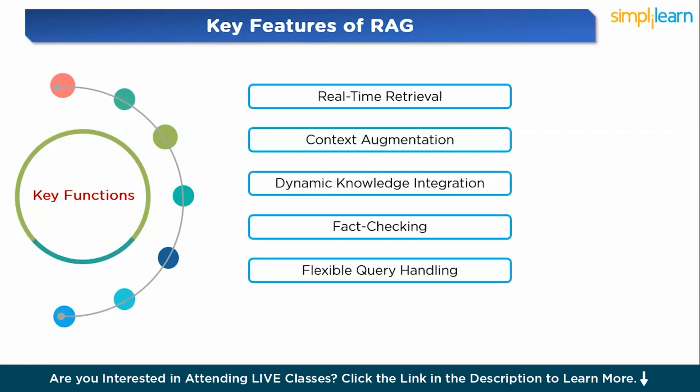And finally, you have flexible query handling. So guys, RAG can handle complex multi-step questions by retrieving and combining information from various sources. This makes it suitable for tasks like multi-hop reasoning, where multiple pieces of information are needed to answer a query. So guys, these features make RAG a powerful method for integrating external knowledge into language models, improving the models' accuracy, relevance, and ability to handle diverse and dynamic queries.